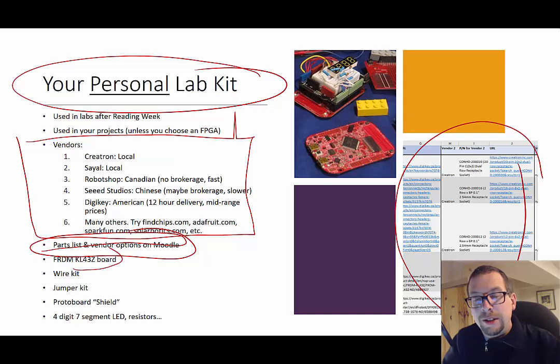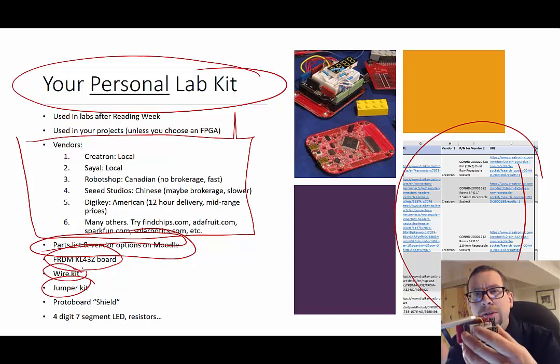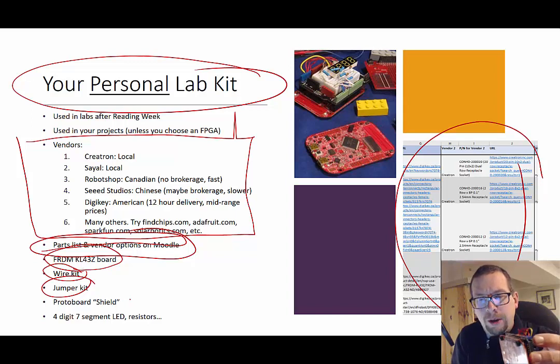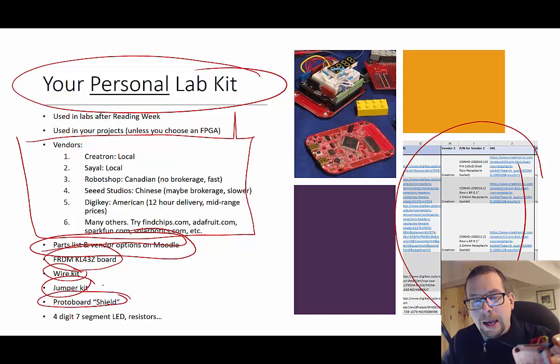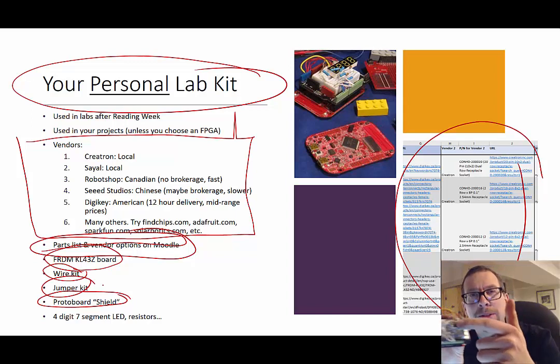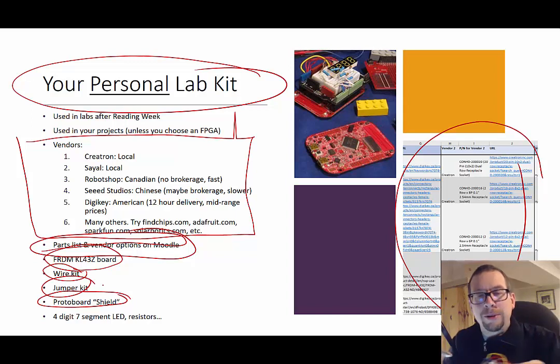Basically, it'll center around this Freedom KL43Z board, which is about $20. It's not very expensive. A wire kit, a jumper kit, so basically wires that can be used to bridge things on your breadboard. And as well, some sort of board that mounts onto your CPU board called a proto board or a shield. And you're going to get one of these 7-segment, 4-digit LED displays that goes on there, and some resistors that connect it up. And you're going to put all that together. And that'll be part of your personal lab kit.